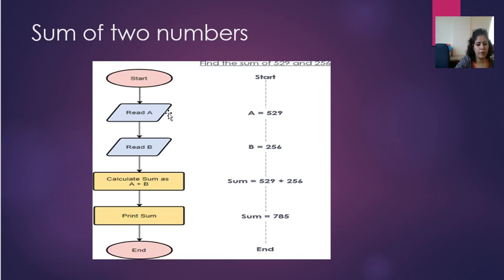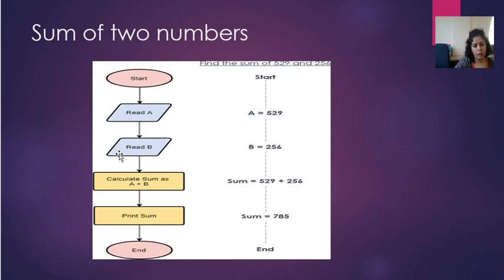So read the value of A, read the value of B. Here I have taken two different parallelograms. Now it is up to you and it is up to the user. They can also make use of one single parallelogram and write read A comma B. So it is up to the user. We can make flowcharts in different ways by using symbols.